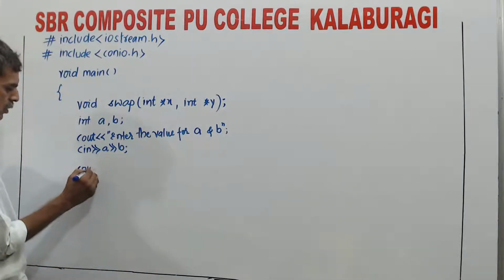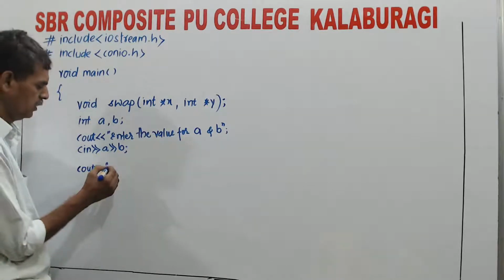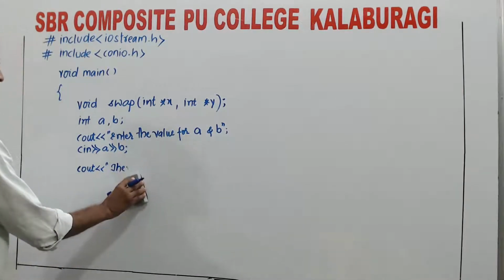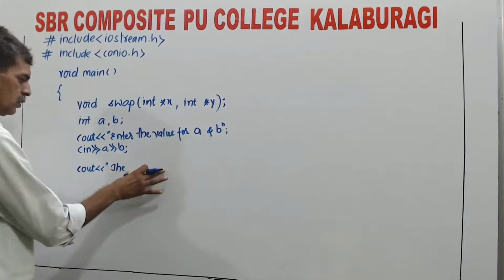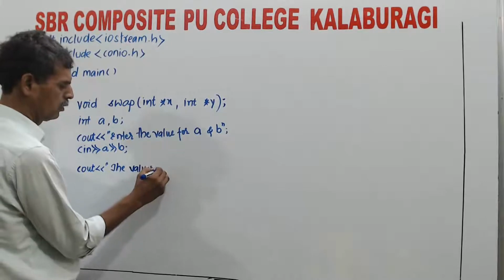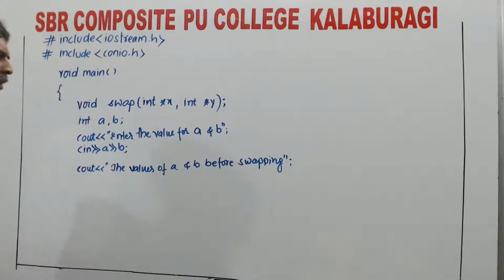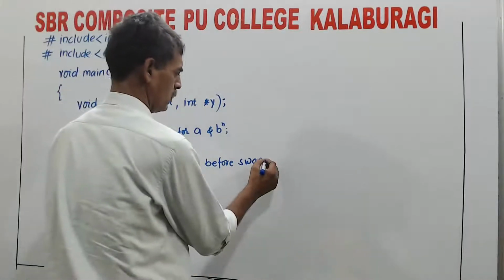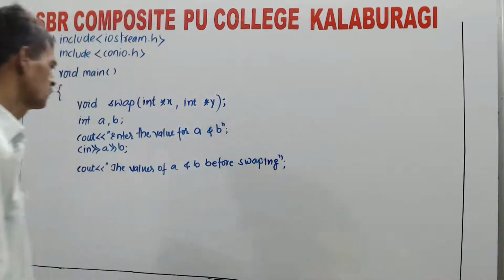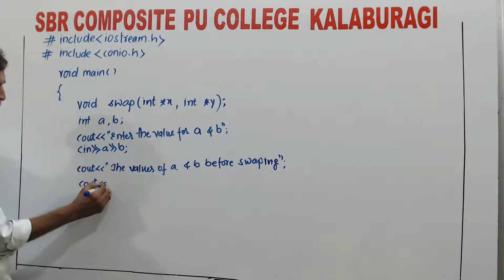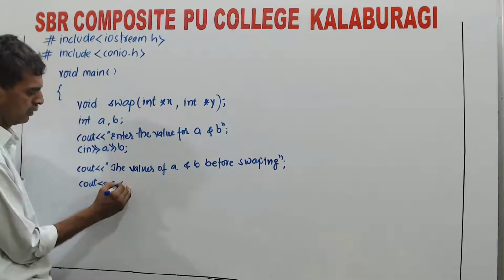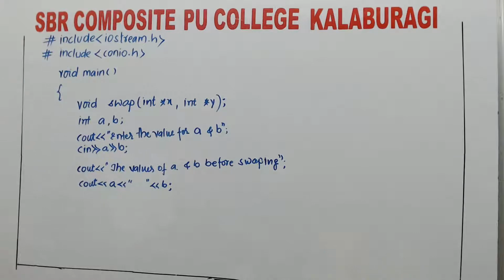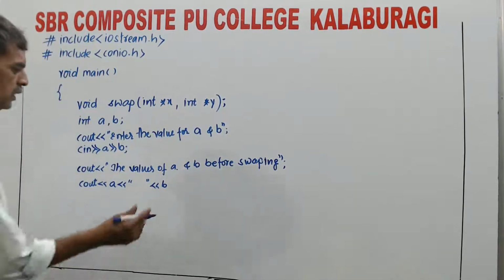cout the values of a and b before swapping. cout a, space, b, endl.